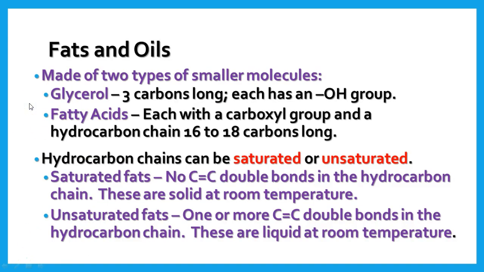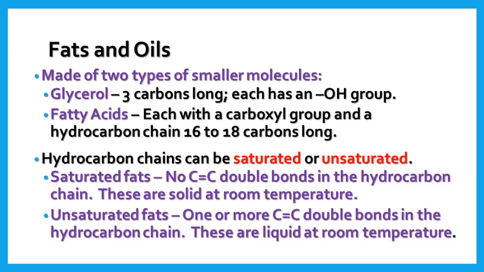Now, there are fats and oils, which are types of lipids. These are made of two types of smaller molecules, glycerol and fatty acids. A glycerol is a 3-carbon molecule that, with that -ol ending, is basically like an alcohol. It has 3 hydroxyl groups, one hydroxyl attached to each of these carbons. Fatty acids are long hydrocarbon chains, 16 to 18 carbons long, and they have a carboxyl group on one end. The hydrocarbon chains sometimes are called saturated or unsaturated.